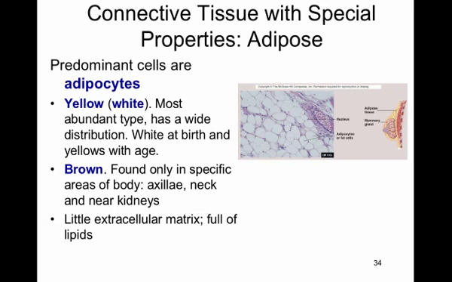And there's yellow adipose tissue, which is the most abundant type. It begins as white and yellows with age. And actually, when you're born, you have a lot of brown fat, which has a lot higher energy source. So you have a lot more when you're younger than when you are older. And then brown fat is found only in specific areas: the axillae, like your armpit, your neck, and then near the kidneys.